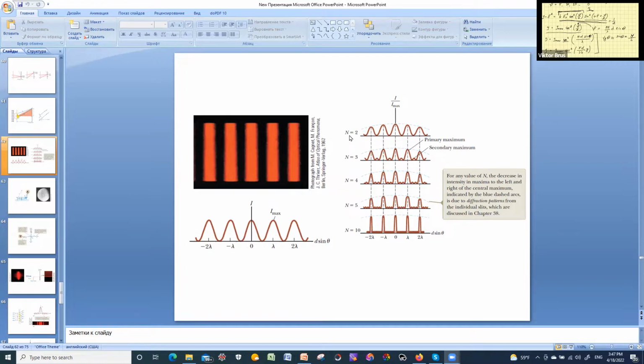That's how this picture for interference with different numbers of slits looks. So we go from 2 slits, which we considered, where we have this cosine squared function, a quite gradual distribution of light intensity.